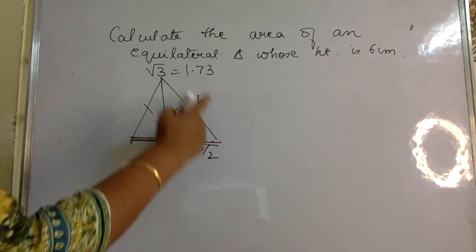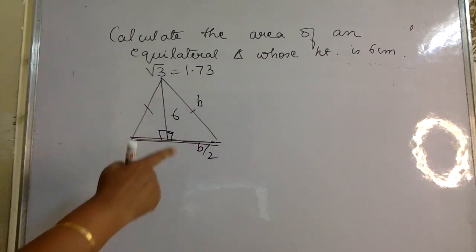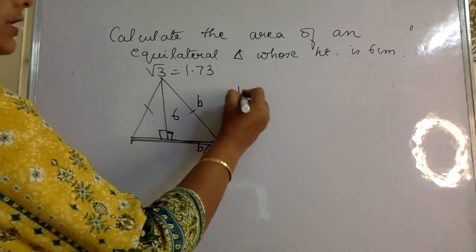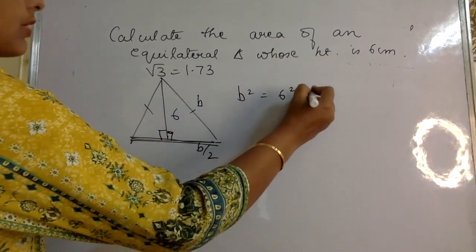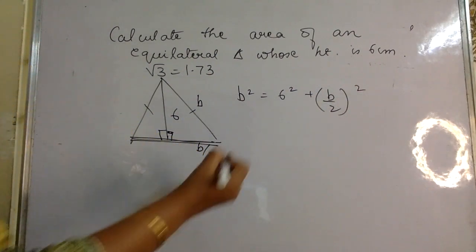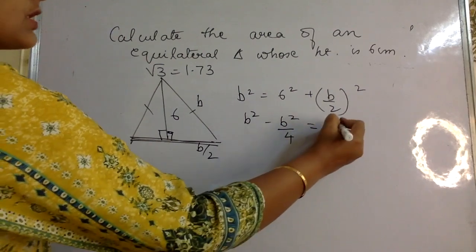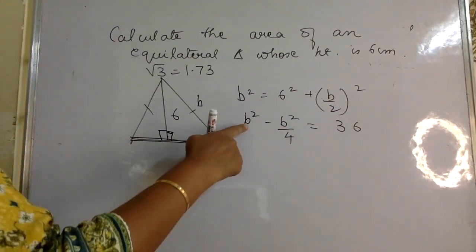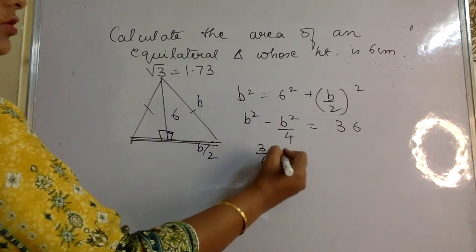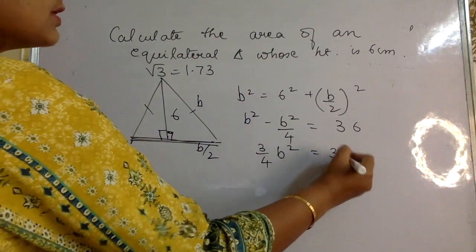Now do you see I have a small triangle here which is right angled. What can I use? I can use the Pythagoras theorem. So b square is 6 square plus b by 2 square, right, which is b square minus b square by 4, which is 36. Something minus 1/4 of the same thing is 3/4 of the same thing. So I don't need to do maths for that, it is 36.